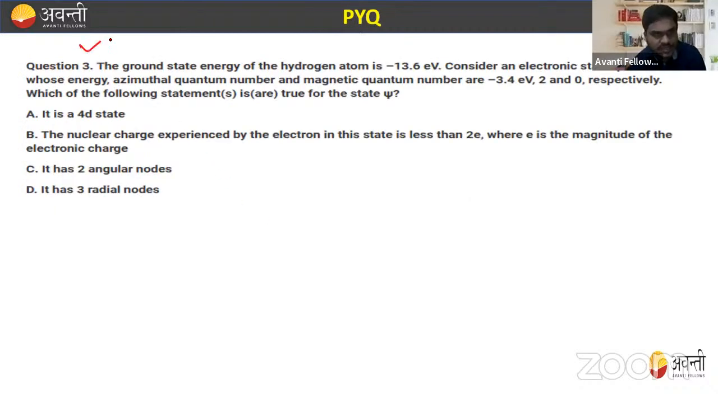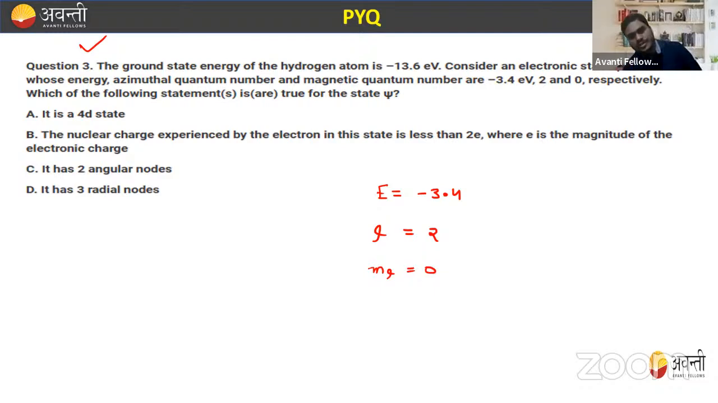The ground state energy of the hydrogen atom is minus 13.6 electron volt. Considering an electronic state psi of He+ whose energy, azimuthal quantum number, and magnetic quantum number are given: the energy is minus 3.4 eV, the azimuthal quantum number L is 2, and the magnetic quantum number ML is 0. Which of the following statements is true for the state psi?